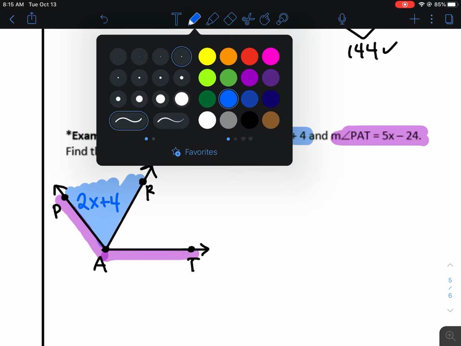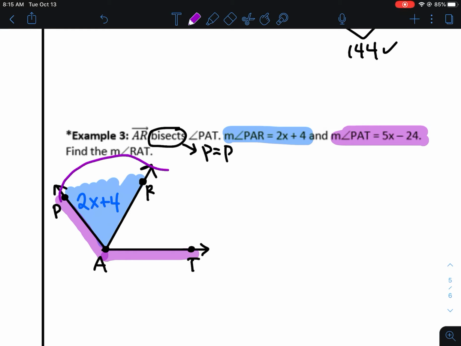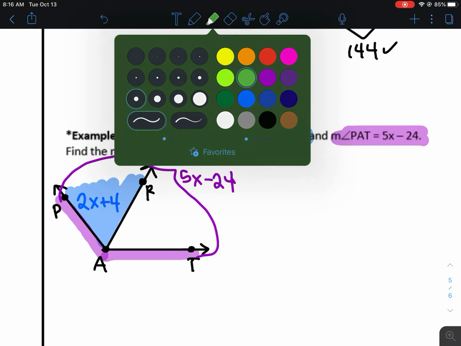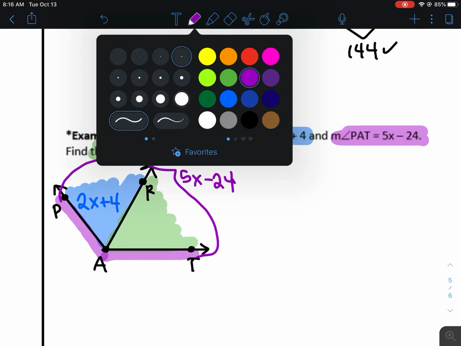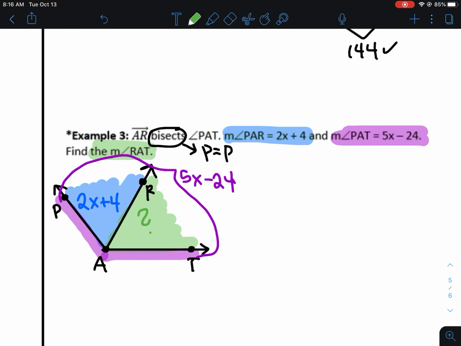Okay, so this one's a little different because instead of us getting the other part, we get the whole thing, which is 5x minus 24. So the whole thing is 5x minus 24, and then the question asks us to find the measure of RAT. So we're looking for RAT. So this is the area down here, and this is what we do not know.